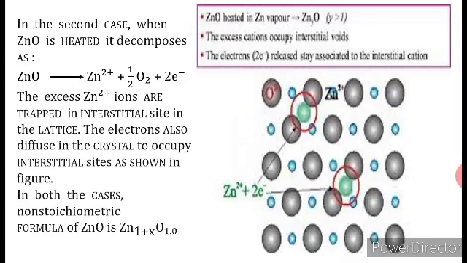Now the last defect in crystalline solid, that is the second type of non-stoichiometric defect, which is produced due to anion vacancy. The defect which is produced due to anion vacancy is also known as color center or F center. This type of defect imparts color to the colorless crystal.